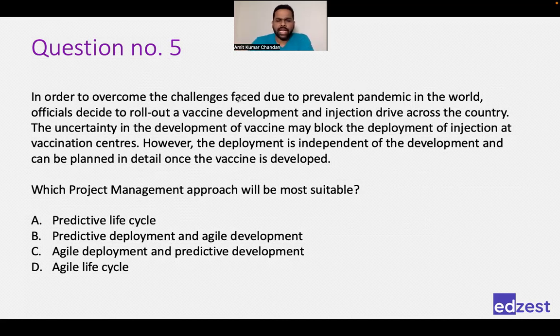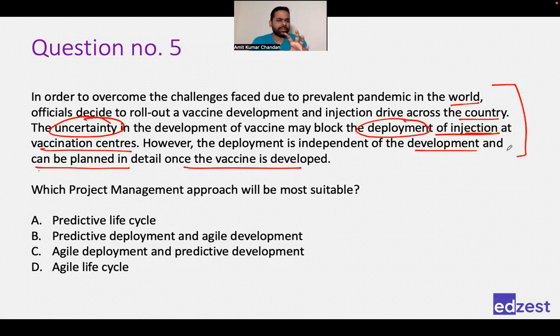In order to overcome the challenges faced due to prevalent pandemic in the world, officials decide to roll out a vaccine development and injection drive across the country. The uncertainty in the development of vaccine may block the deployment of injection at vaccination center. So there is some uncertainty in deployment of injection. However, the deployment is independent of the development and can be planned in detail once the vaccine is developed. So this is kind of confusing.